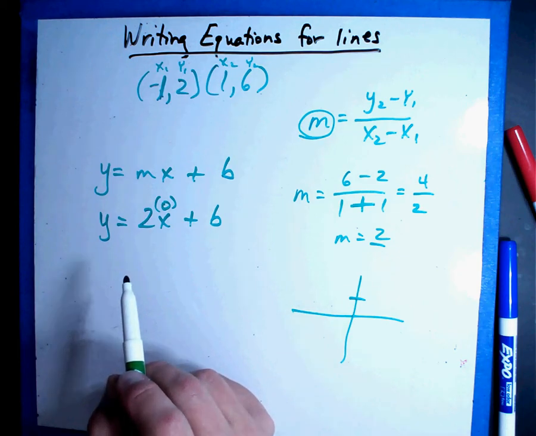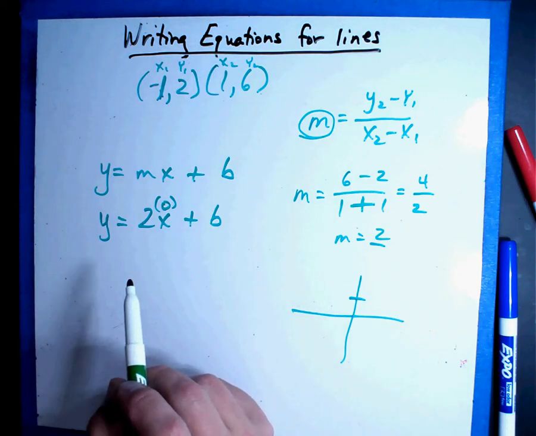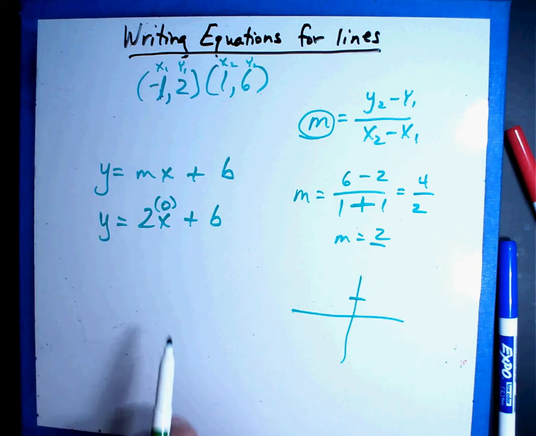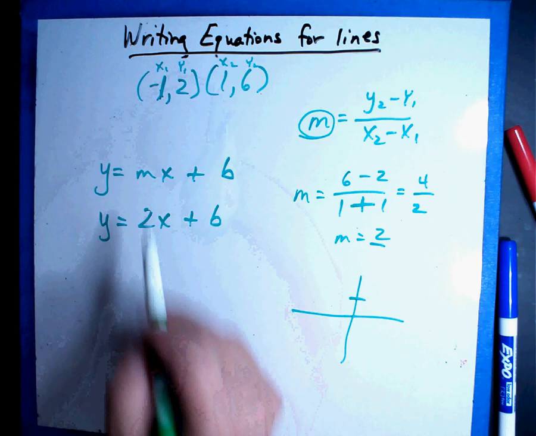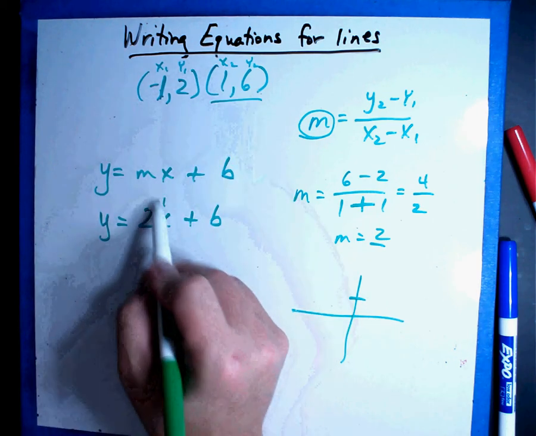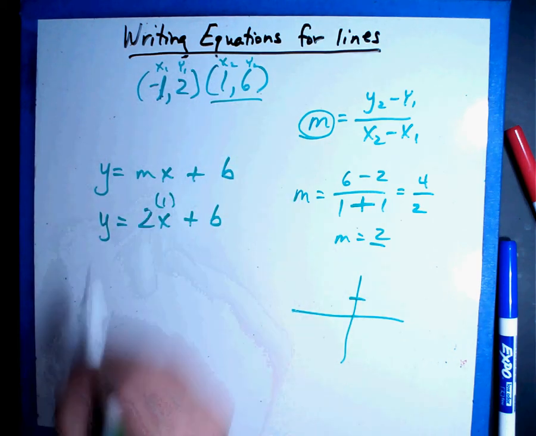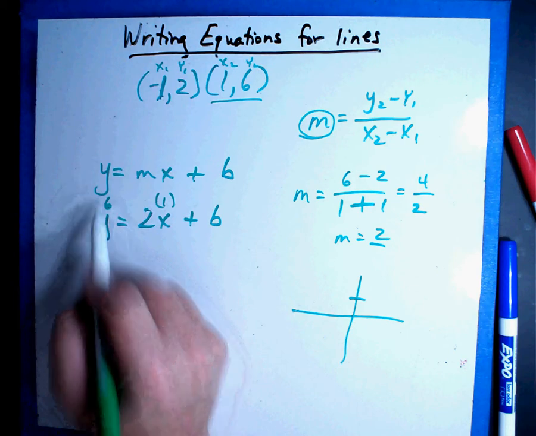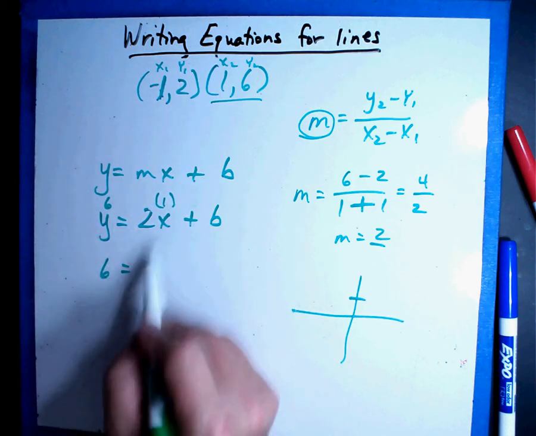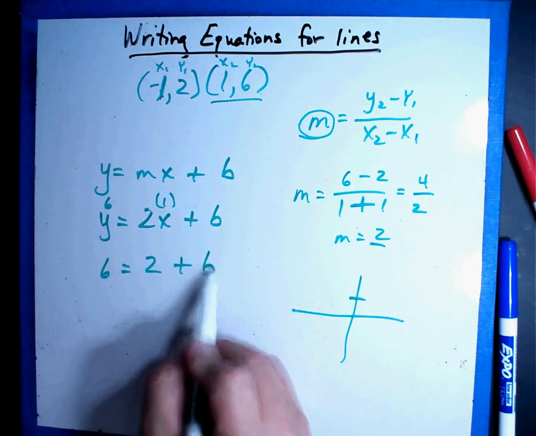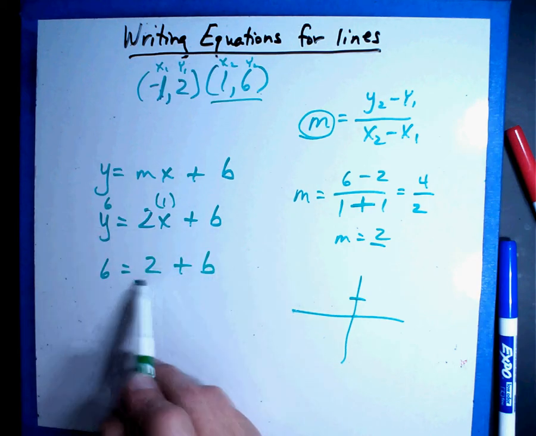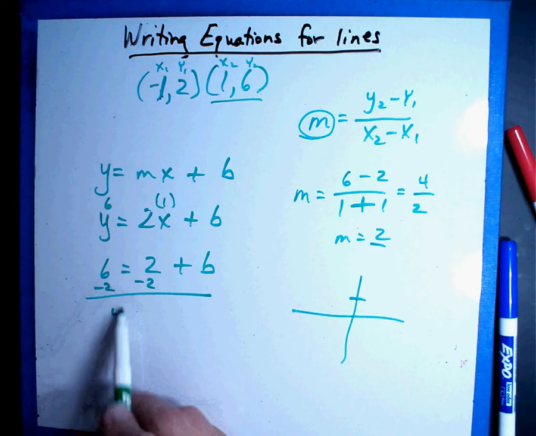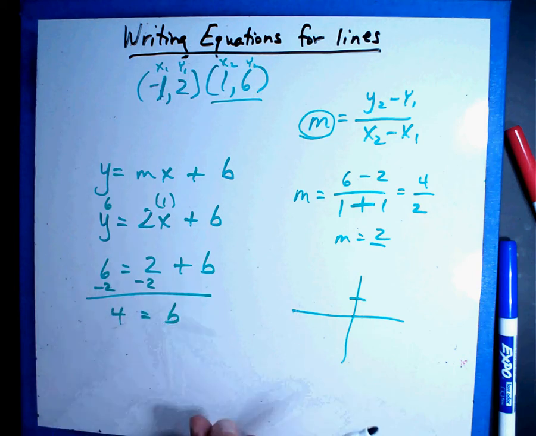And if I need to find more information, let's do it easier than that. There's a lot easier way than that. Let's plug in one of these points. Let's use (1, 6). If I put in 1 and 6, I'm making that too hard. Let's try this. 6 equals 2 plus b. How did I get that? So if I subtract 2, b is going to be equal to 4.